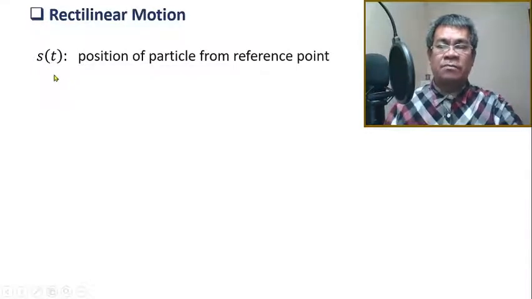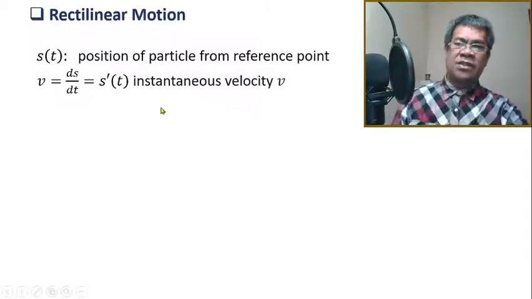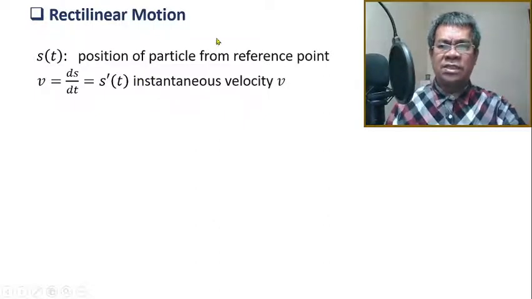Now, if we have the position, which is a function of time, and we take the derivative of that position with respect to time, the result is velocity. And we call this the instantaneous velocity. Very important: if you want to know the instantaneous velocity, or the velocity at that instant of time, then take the derivative of the position.